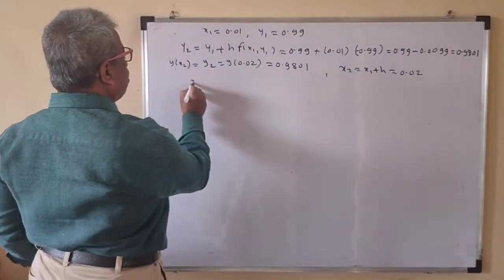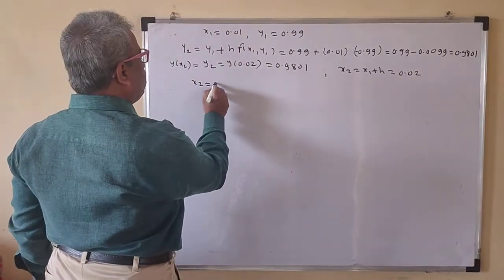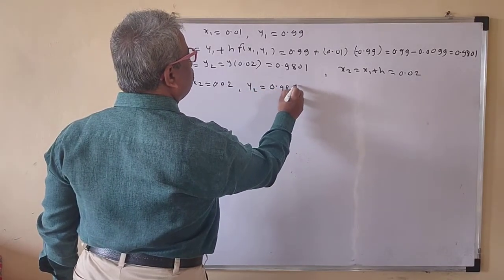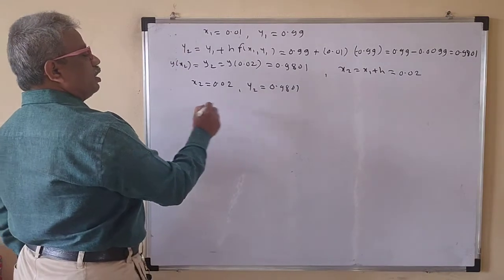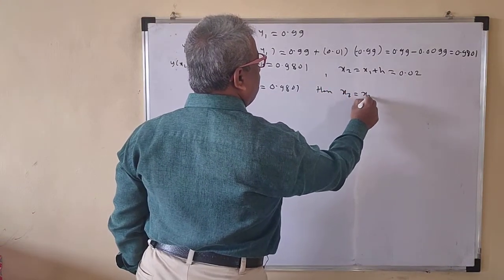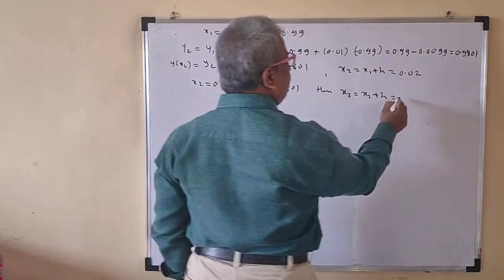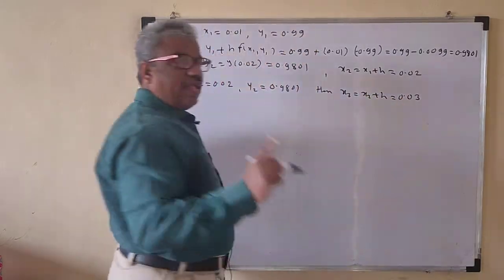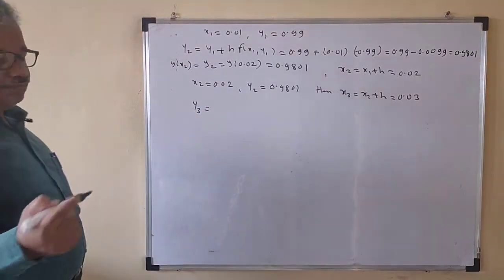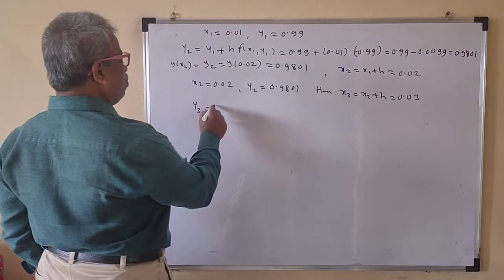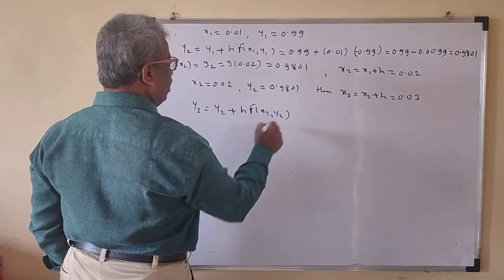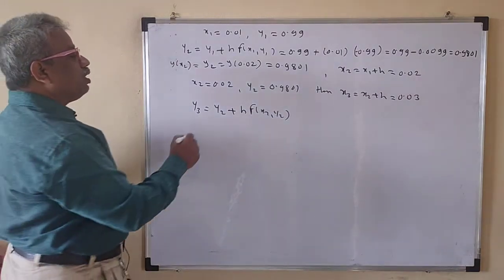Now your x2 is 0.02 and your y2 is 0.9801. Then x3 is x2 plus h, that is 0.03. We get y3 then. So y3 means y of x3. So this is y2 plus h f of x2, y2.